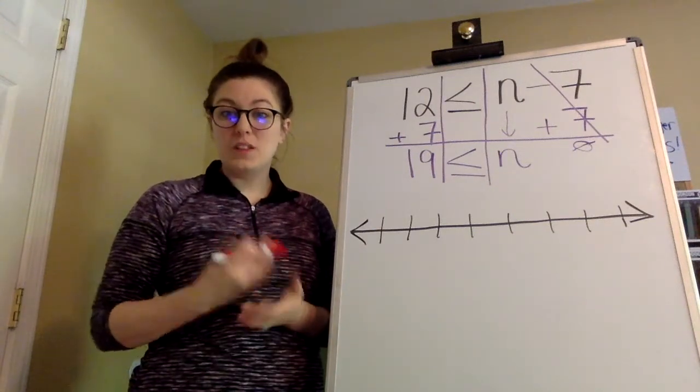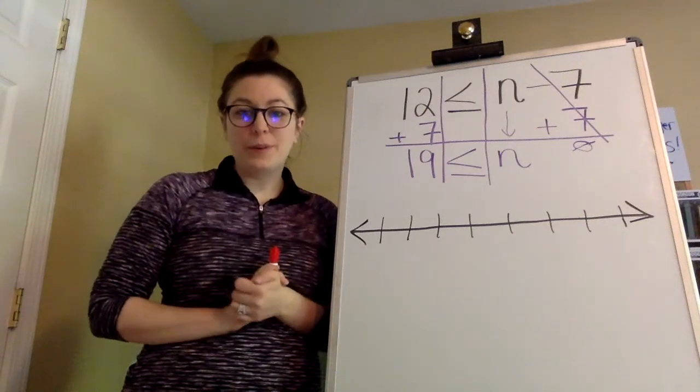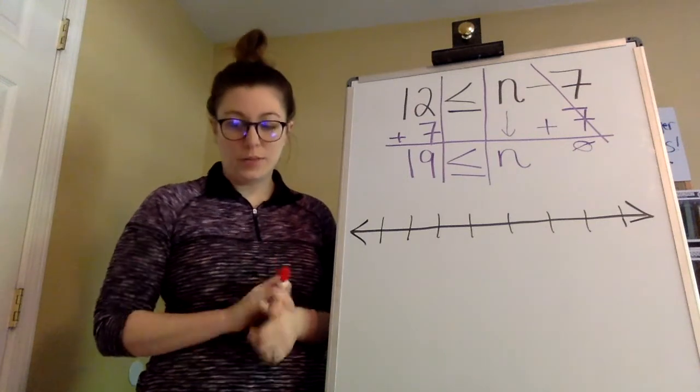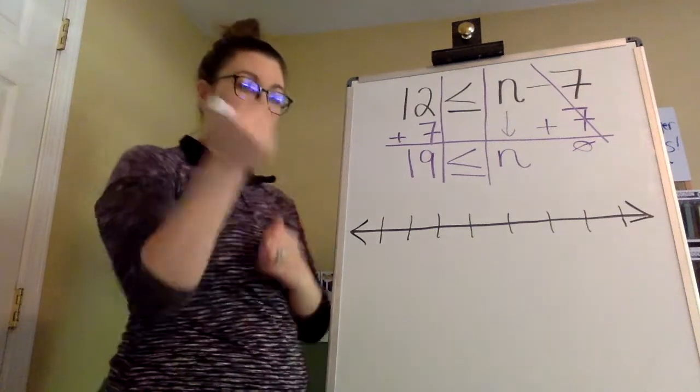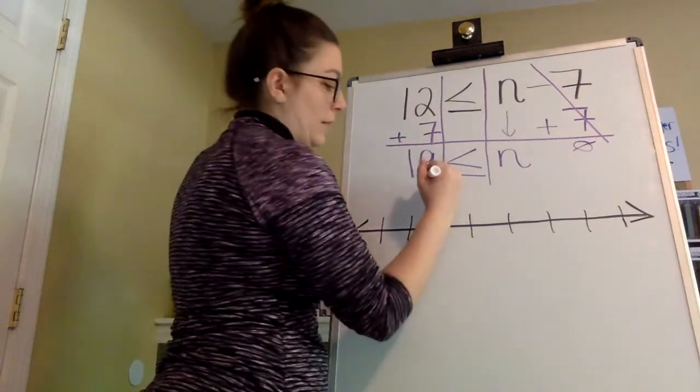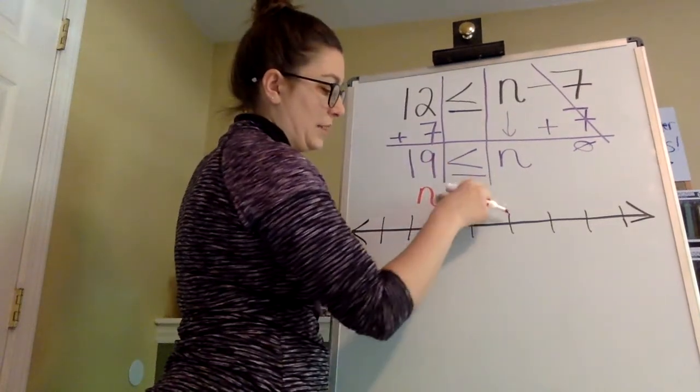So the variable is on the right-hand side, right? I prefer to have the variable on the left-hand side so we can use that little trick to help us make sure that we're graphing it correctly. So I'm going to flip it. I'm going to have my n on this side.